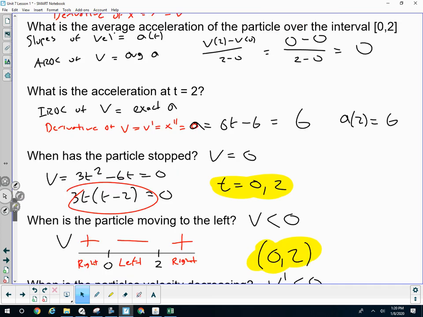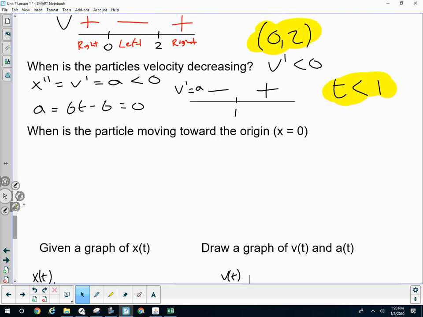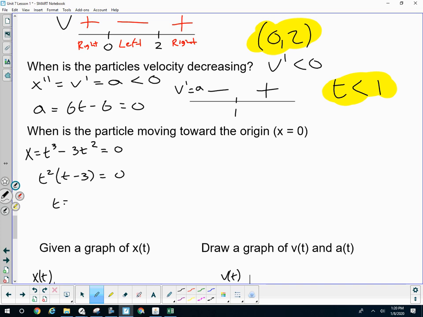T cubed minus 3t squared is position. Set that equal to 0. Pull out a t squared. T minus 3. I get 3 and 0. So I got position that could possibly change at 0 and 3.